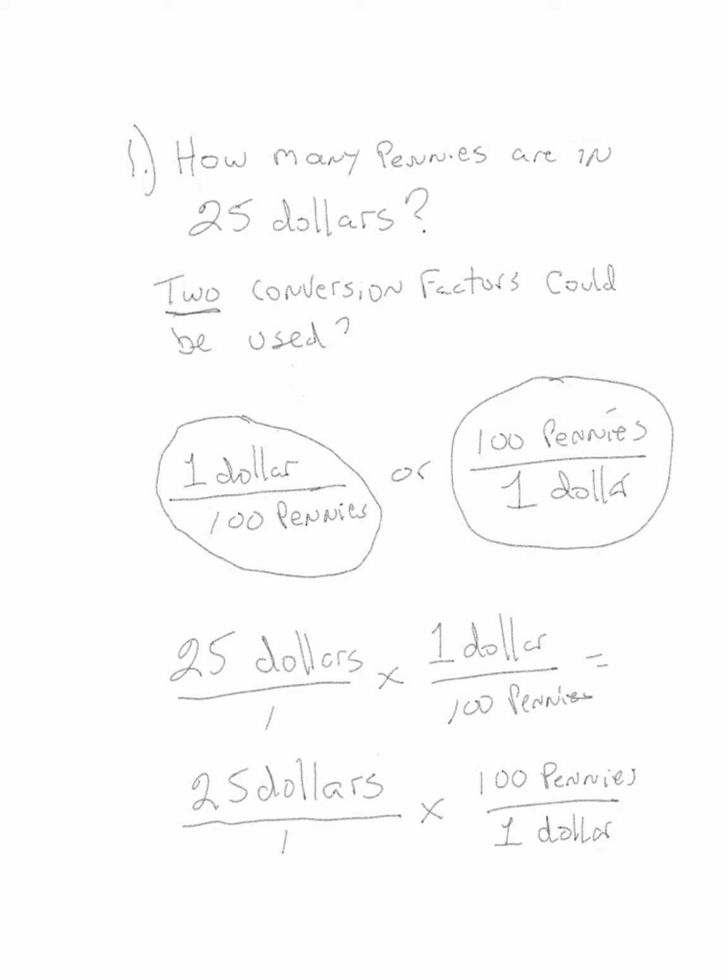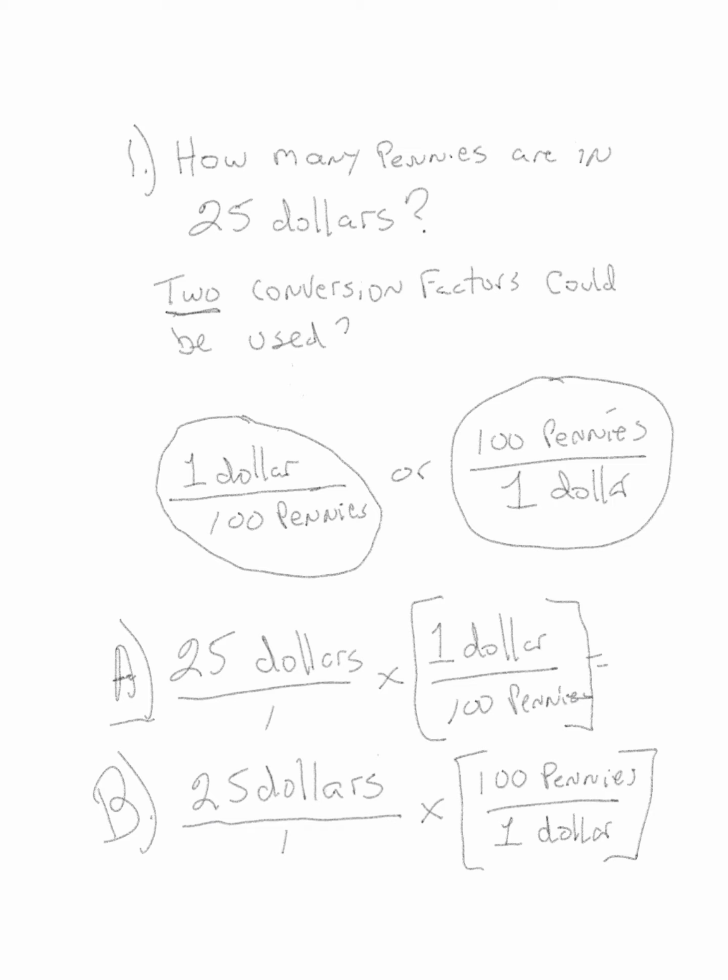What would determine which one we would use? You want to use the one that will cancel out the unit that you don't want, but keep the unit you want. So here I put a possible example, $25 over 1 times $1 over 100 pennies. And then another potential way to do the conversion, $25 over 1 times 100 pennies over $1. So which one of these conversion factors would cancel out dollars but leave pennies? If you look at A here, you have $25 times dollars over pennies. Now the dollars are not going to cancel out.